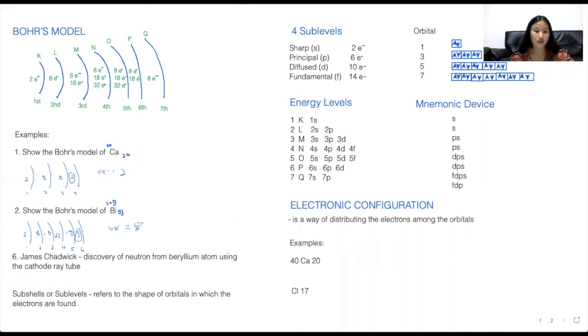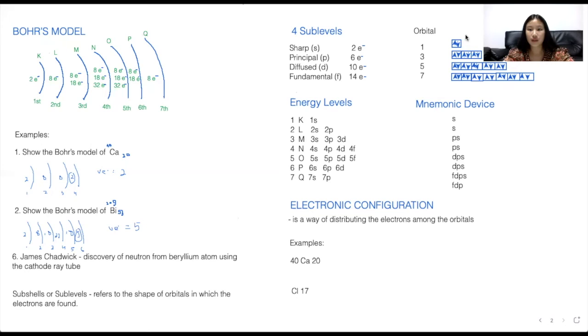Subshells or sublevels refer to the shape of orbitals in which the electrons are found. So here we have 4 sublevels: S, P, D, F. The first sublevel contains 2 electrons, the second is 6 electrons, the third one is 10 electrons, and the last one is 14 electrons.